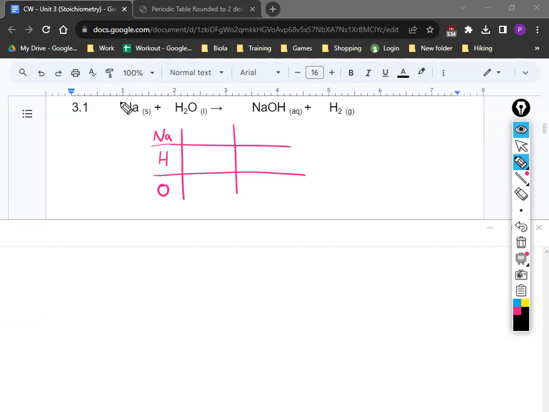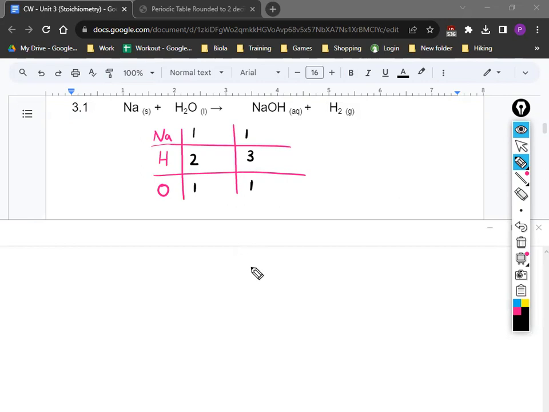Okay, so if I look on the left side, I only see one sodium, so I'm just going to write 1 right here. And then I'm going to see 2 hydrogens right here and 1 oxygen on the left side. Again, if you have your own method of balancing, please use that method, whatever works best with your brain. All right, take a look at the right side. We got 1 sodium, we have 1 oxygen, but we have 3 hydrogens.